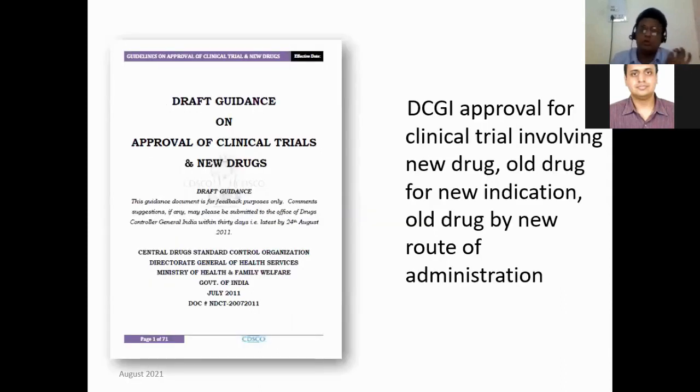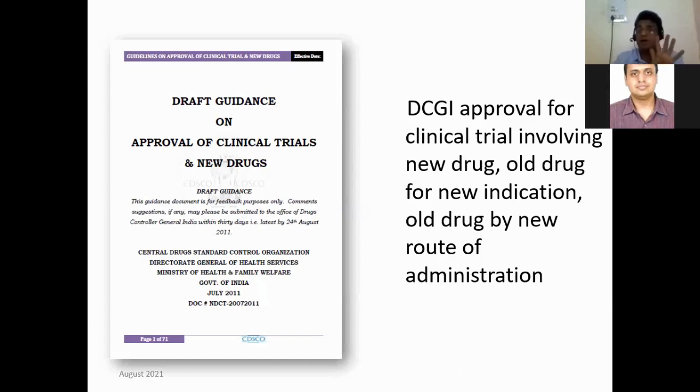So it's also important to understand that if you're doing a new drug, or an old drug for a new indication, or an old drug by a new route of administration, you will require a DCGI approval. Rather, this dictum is usually told by your institutional ethical committee itself. The institutional ethical committee says that, sorry, I cannot give you the ethical clearance. You will have to go to DCGI, take an approval because it's a new drug. Once DCGI approves, come back to me with that DCGI approval letter, then I will think about it.